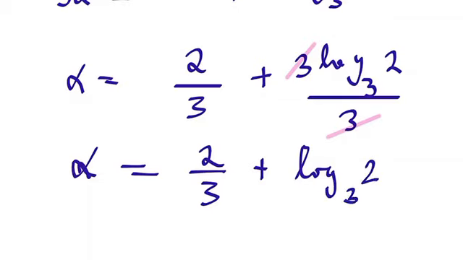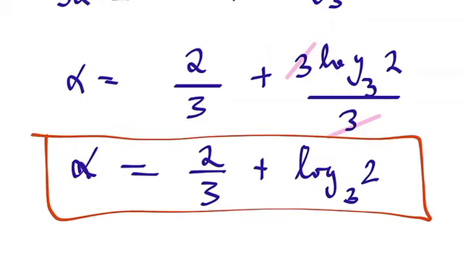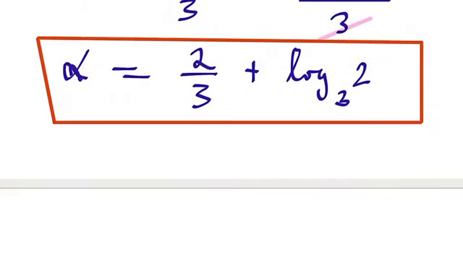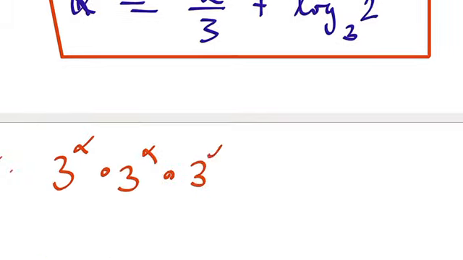From there we have the solution to the problem, that is the alpha we are looking for. Now let's see how we can do this by checking. If I check, I have the question to be 3 to the power of alpha multiplied by 3 to the power of alpha multiplied by 3 to the power of alpha, and the result gives us 72.